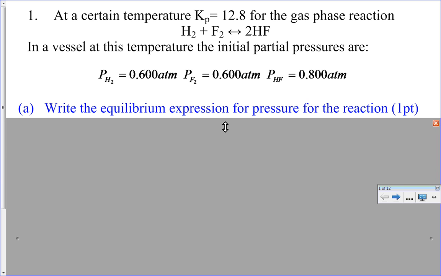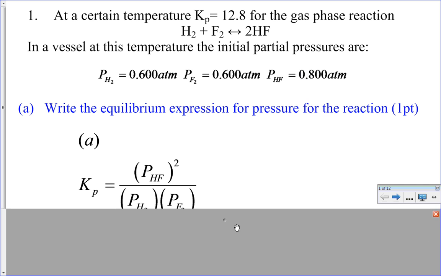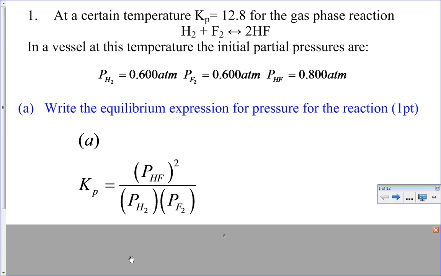Once it says for pressure, we need to write it in this form. All right, it's Kp, and it's not the brackets, it's the partial pressure of HF squared times the partial pressure of H2 and the partial pressure of F2. So there's the first point.